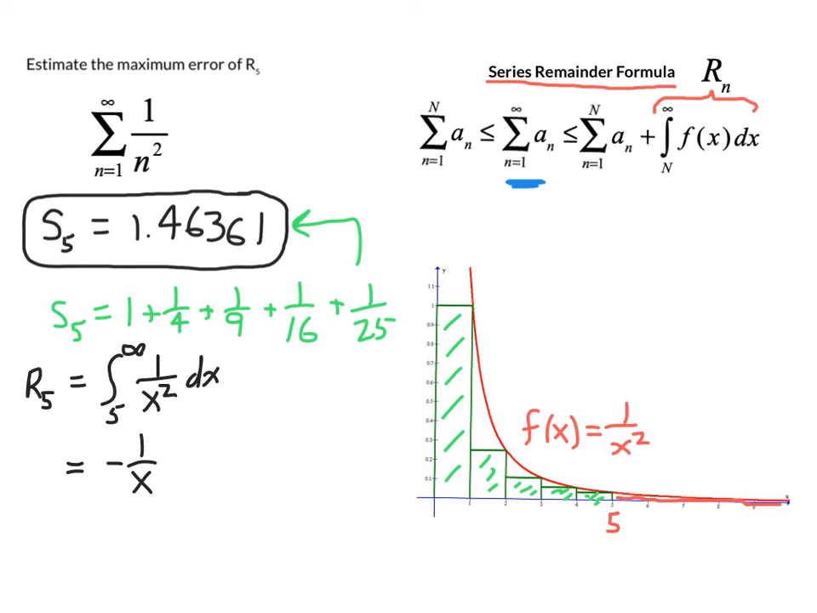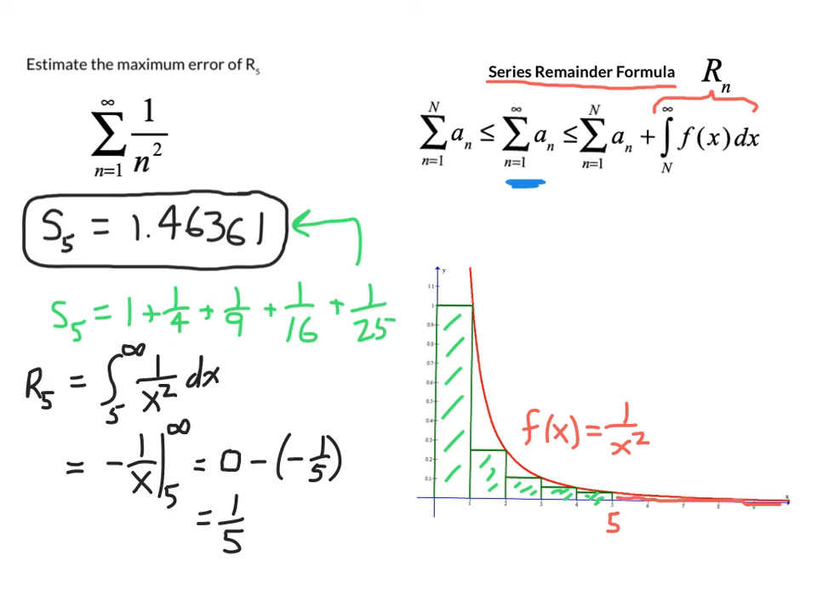And at this point in our calc lives, we've mostly ditched the formal limit notation when we're doing our improper integrals to infinity. We just understand that infinity is not a number. We can't really plug it in, but we're taking the limit as we approach infinity, which for negative 1 over x is 0. And then we have minus a negative 1/5. So our remainder, R sub 5, our maximum possible error on our estimate, is 1/5.